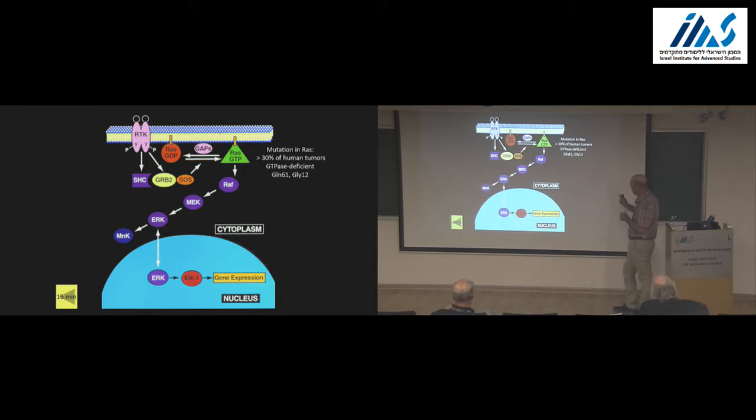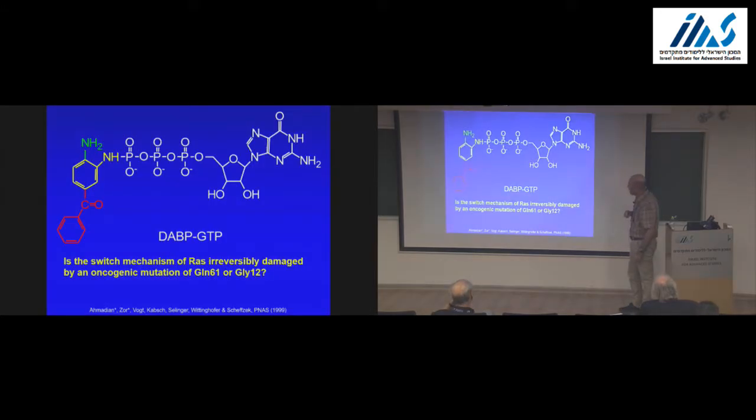And what I want to add to what Dudi said is that all of these mutations, or almost all of these mutations, are in either the catalytic glutamine or the G12 mutation that you also mentioned. So we asked ourselves whether we can do the same substrate-assisted catalysis with the RAS protein using this probe that we had, this special GTP analog.